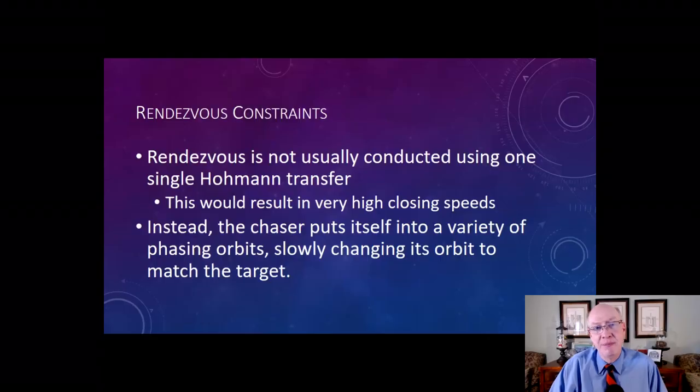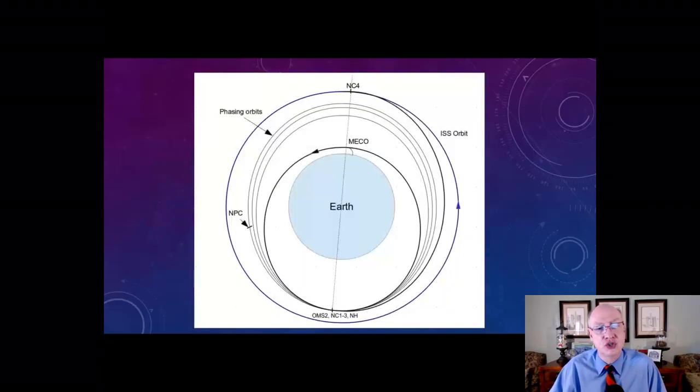It turns out a better way to do it, a safer way to do it, is to put your chaser vehicle into a series of intermediate orbits that are gradually getting closer and closer to the space station, gradually trying to better match the orbit of the space station. So this is typically what it might look like. The Dragon capsule would launch off the Earth and it would go into an initial elliptical orbit.